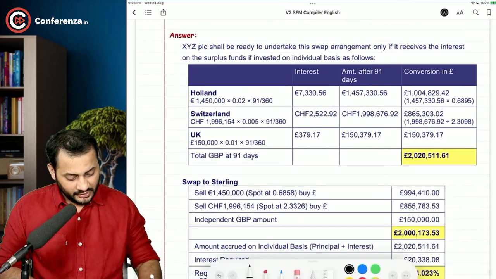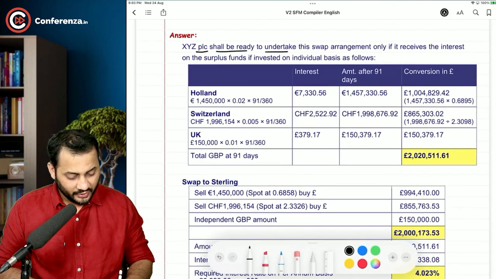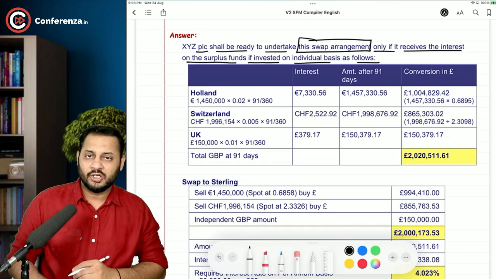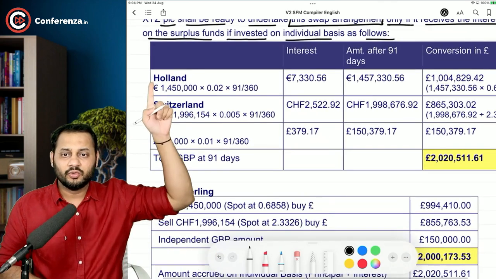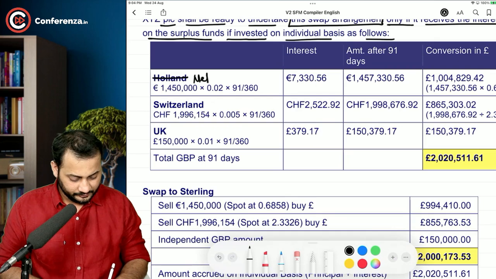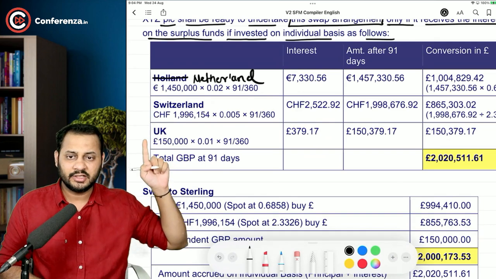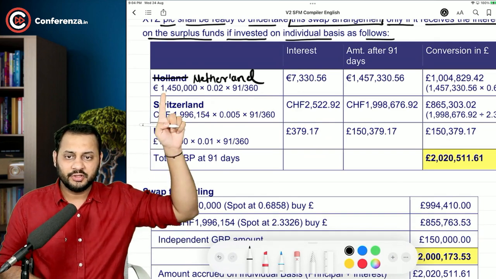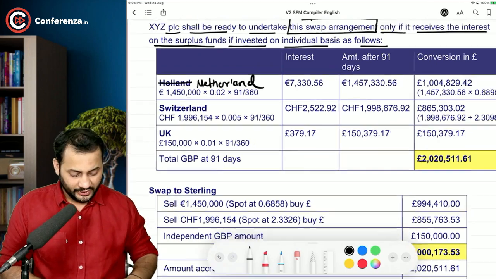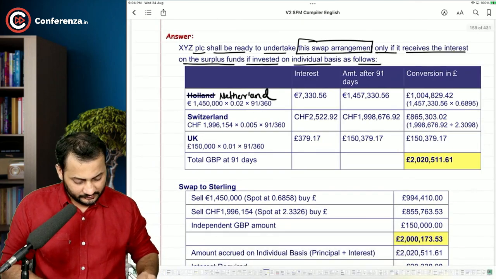XYZ PLC shall be ready to undertake this swap arrangement only if it receives the interest on the surplus fund as if invested on an individual basis, as follows. So, if they invest in their own country, this should be Netherlands, Switzerland, UK. They are investing euro, CHF and pound in their own country. So you can see what the rates available are.